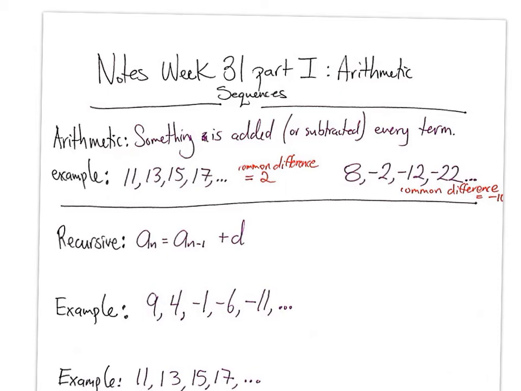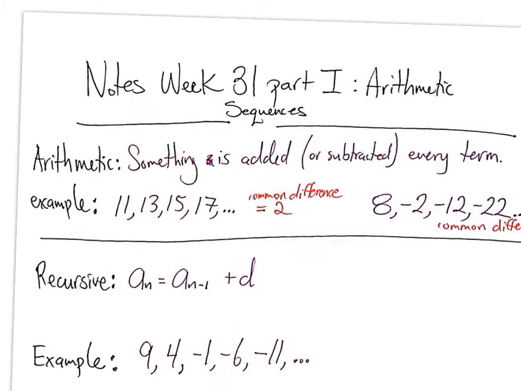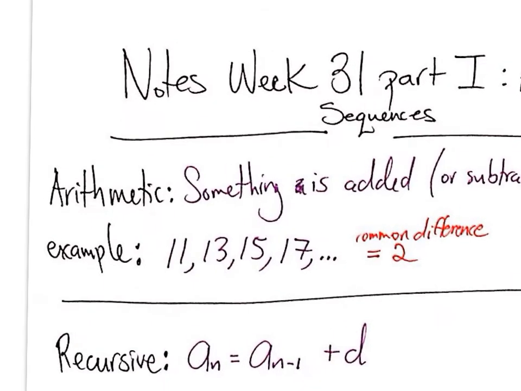Okie dokie. So here we are talking about arithmetic sequences, and a sequence is arithmetic if something is added or subtracted every term. So we've been practicing with recognizing patterns. Here's an example: 11, 13, 15, 17. You'll see that this increases by 2 every time. So what we say is that the common difference is a positive 2.